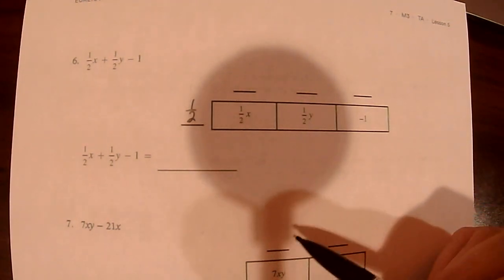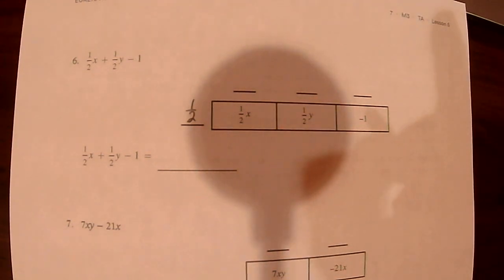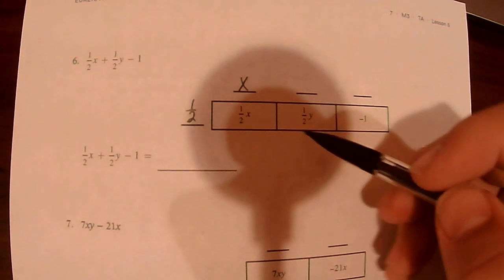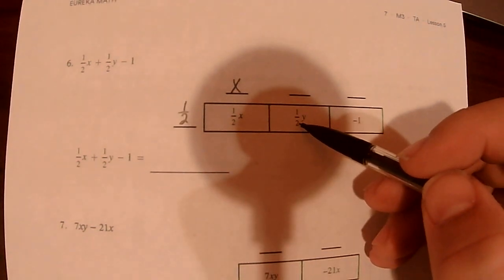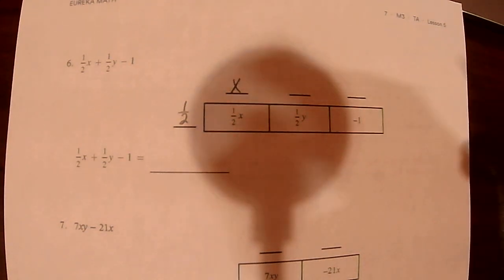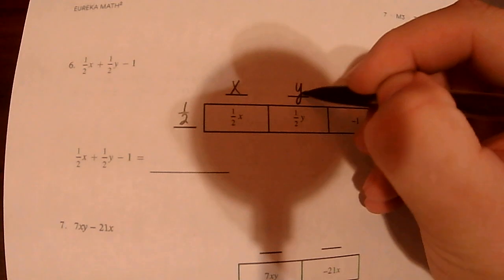1/2 x divided by 1/2, well, 1/2 divided by half is 1, and 1x is just x. Same thing here with the y. 1/2 y divided by 1/2, well, 1/2 divided by 1/2 is just 1, and 1y equals y.